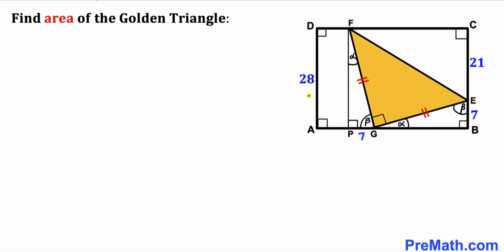And furthermore, let's make an observation. We can see that this line AD and this line FP are parallel lines. If this side length is 28, then this FP length is going to be 28 units as well. And now let's focus on this right triangle GPF, whose side lengths are 7 and 28. We are going to use the Pythagorean theorem to figure out this side length FG.